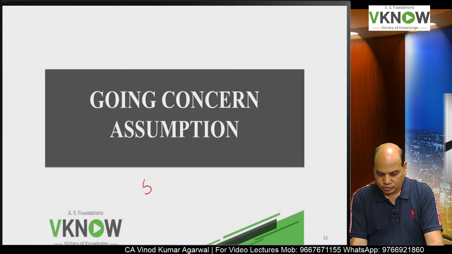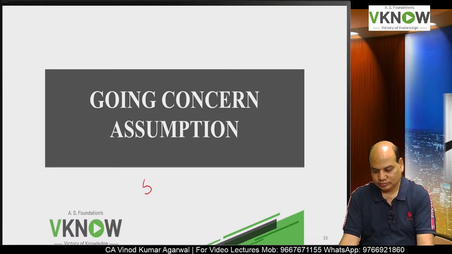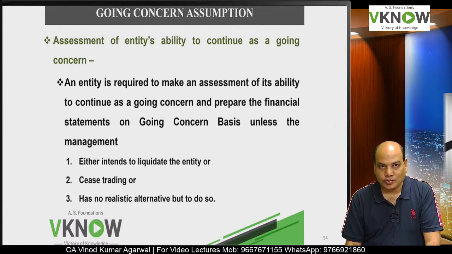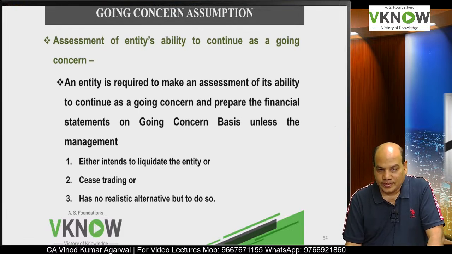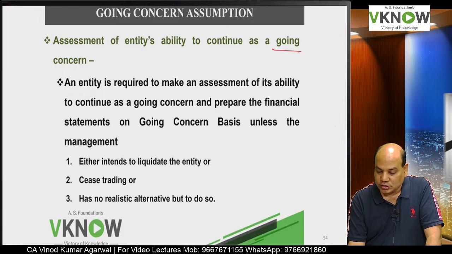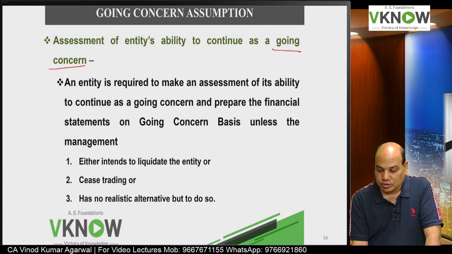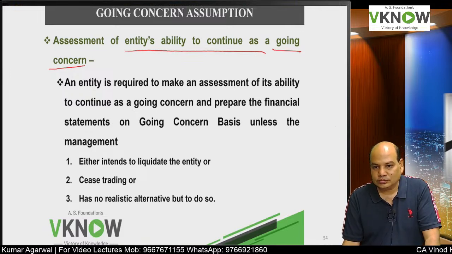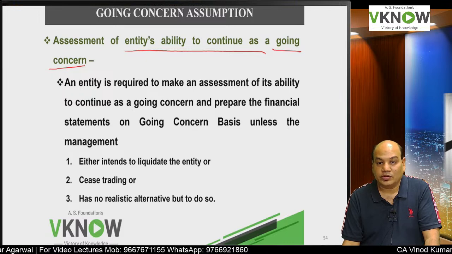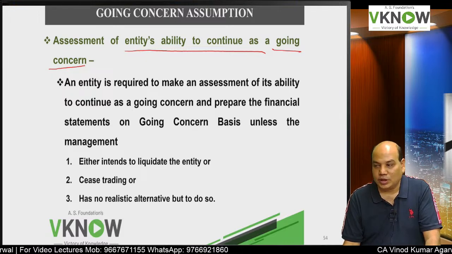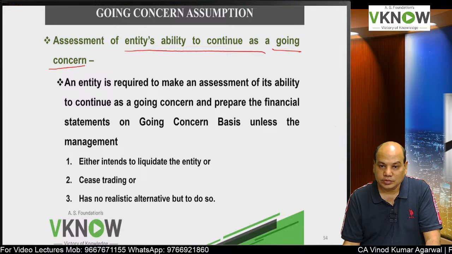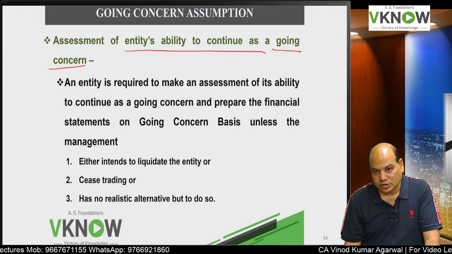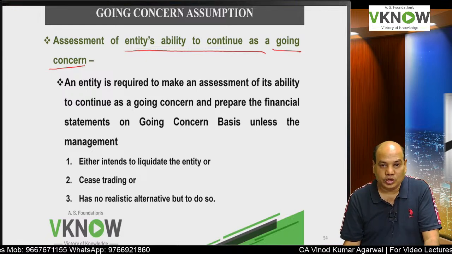Next point is going concern assumption. This is something which you have learned right from 11th standard accounts. So what is the meaning of going concern assumption? That the entity is going to continue for a foreseeable future. That means there is no intention to wind up the company for at least a period of 1 year or substantially reduce the scale of operations. Then it is a going concern.